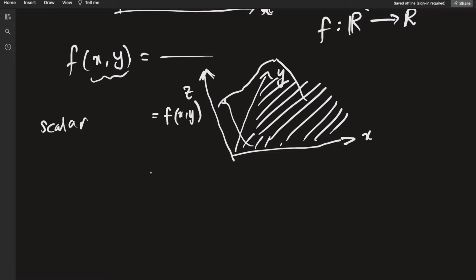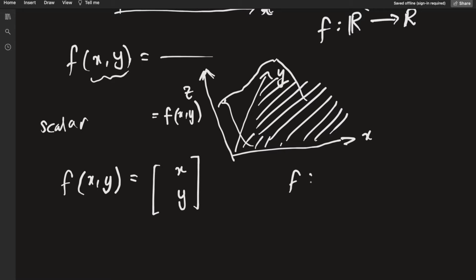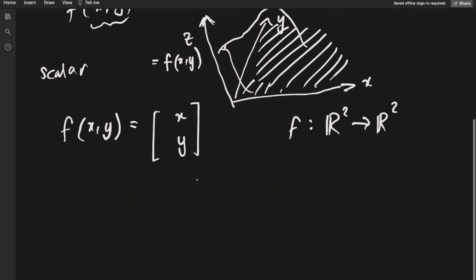For vector fields, however, you still have, say, a function of x and y, but your output is not one dimensional anymore. It's any arbitrary dimension, in this case 2. So in this case, f is going from R2 to R2. And now you don't just have magnitudes at different points for different combinations of x and y, you also have directions associated with them.